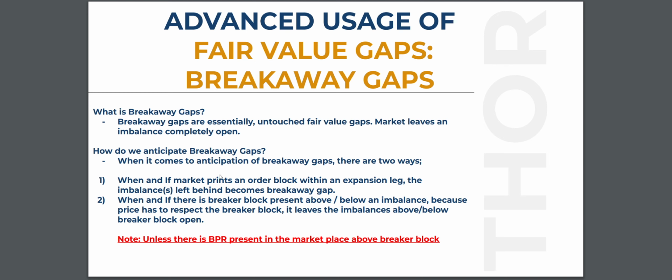First one, when and if the market prints an order block within an expansion leg, the imbalances left behind become a breakaway gap. Okay, and I'll show you an example in a minute. And the second way is when and if there is a breaker block present above or below an imbalance, because price has to respect the breaker block. Remember, it has to respect it, and because of that, it leaves the imbalance above or below the breaker open, right?